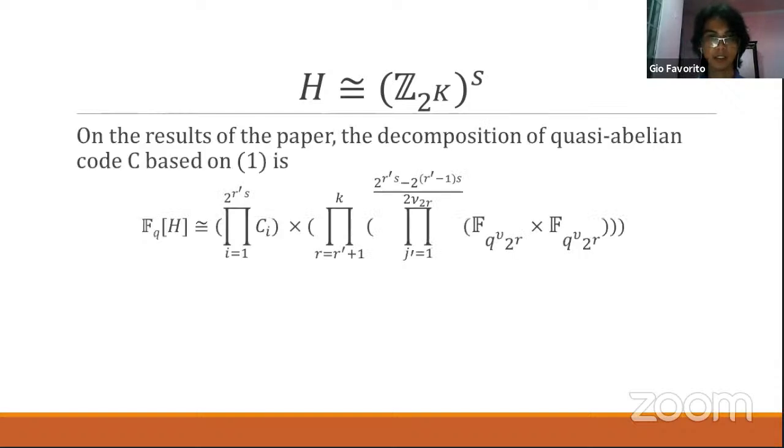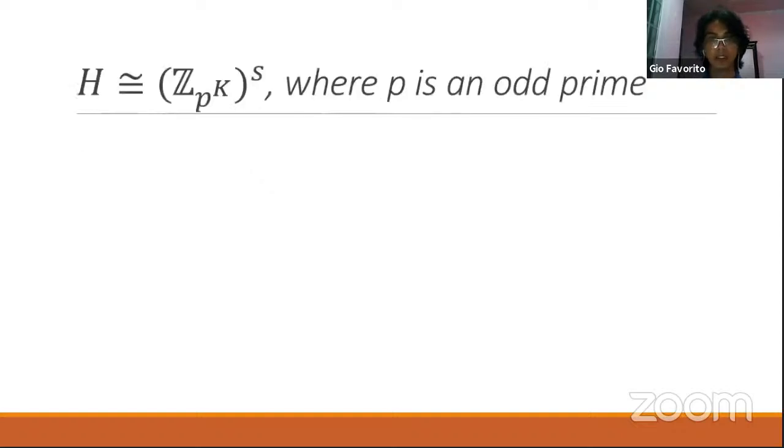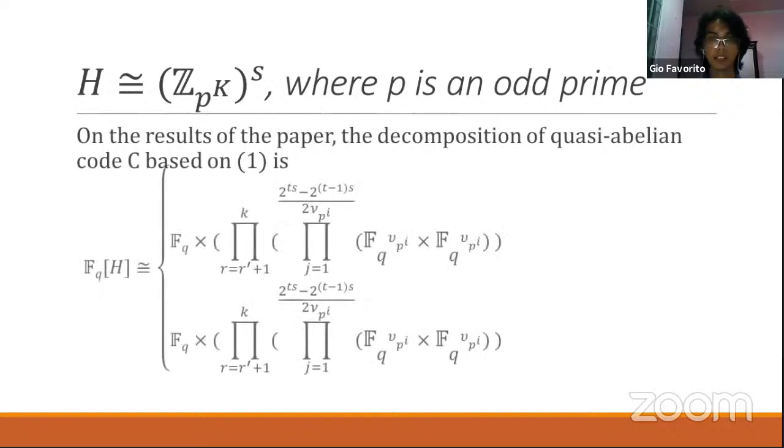Yung isa naman, yung pag-convert ng each quasi-abelian code naman is this. So, andun din yung proof. Hindi ko na sinama kasi mahaba, medyo time consuming. So, isa pang example niya, H is isomorphic to Z of P raised to K times S raised to S where P is an odd prime. So, on the results, ganyan.